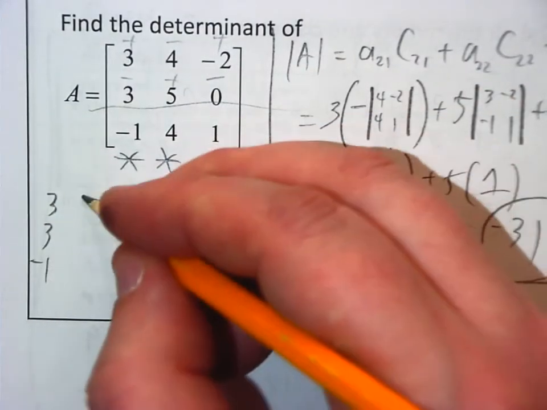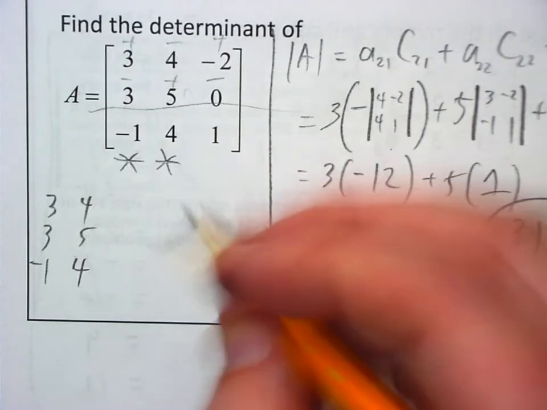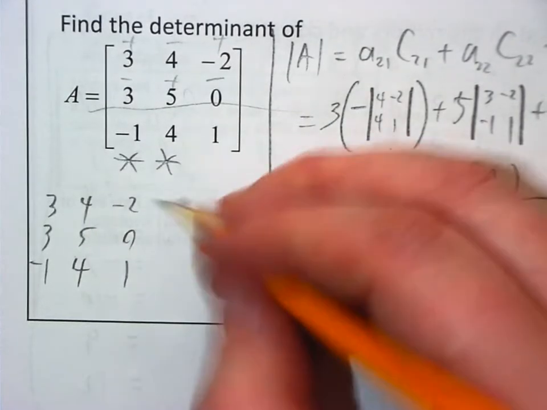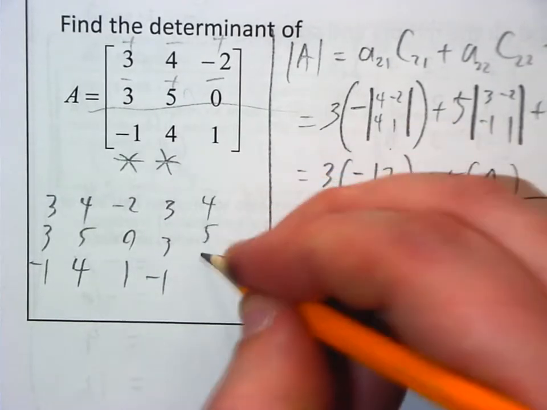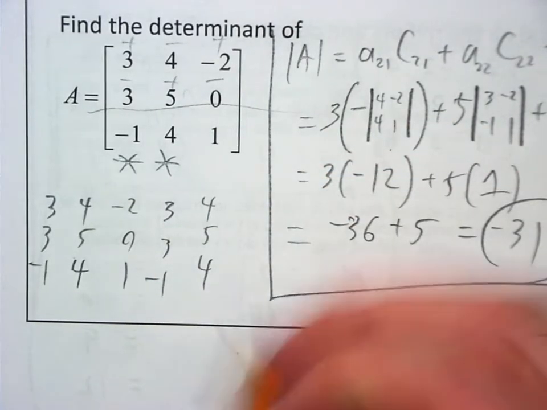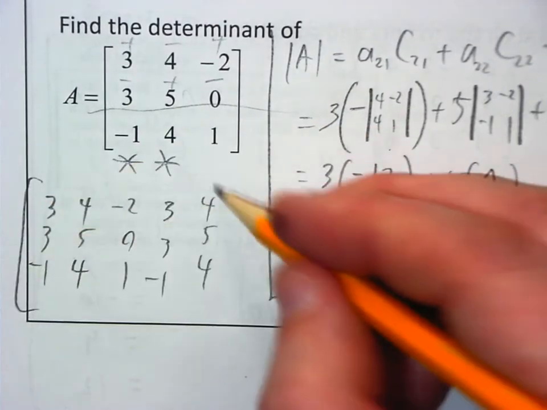So I'm going to take 3, 3, negative 1, 4, 5, 4, negative 2, 0, 1, and then I'm going to recopy 3, 3, negative 1, and 4, 5, 4. Okay? Then I'm going to use the same process as what we do on the other one.